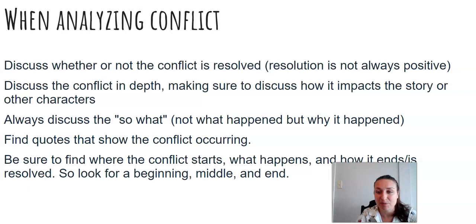You want to make sure that you're discussing the conflicts in depth to show not just that it exists, but why it exists, right? How does it drive the story? Why is it significant in the story itself, but also to the development of the characters that it is conflict for? This is where we get to the so what, right? In analysis, we talk about not what happened, we don't care about summary, but why it happened. Why is this important? Why do we want to look at this specific conflict?